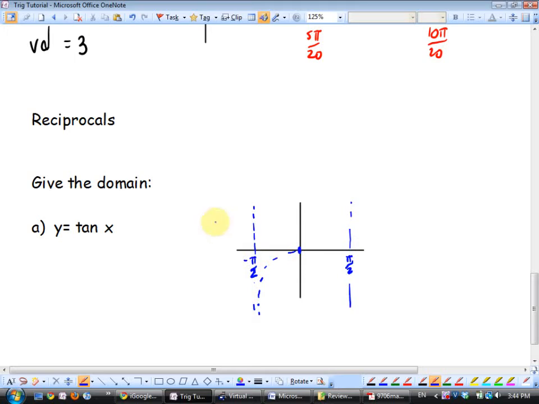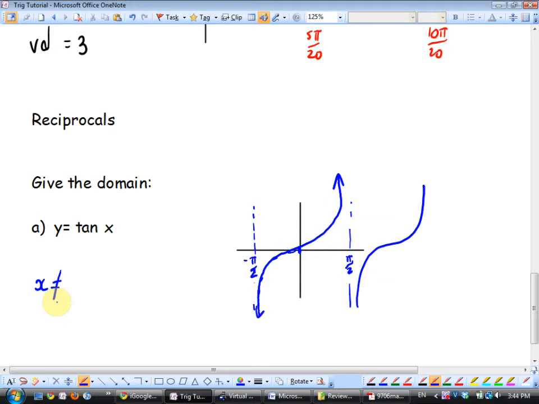Oh, hang on, Mr. Dueck. The tangent graph looks like that. Its domain is all reals except, because it repeats itself, and then goes like this, like this. It continues going like that. Its domain is all x's except. That's why its domain is an x not equal to.